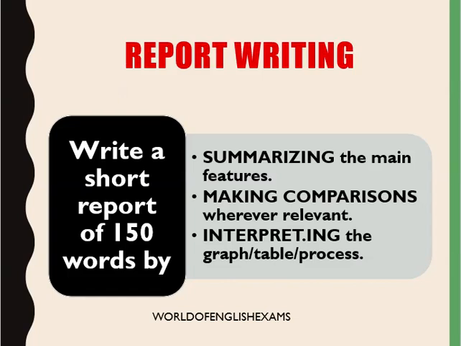So then what are the three things that I was talking about? The first thing that you have to do is summarizing the main features. So you have to summarize the main features. Here the meaning of summary is that you have to select the relevant points and omit the unrelated or irrelevant points or extra additional details. So all you have to do is form a gist of what you see in the form of a report.